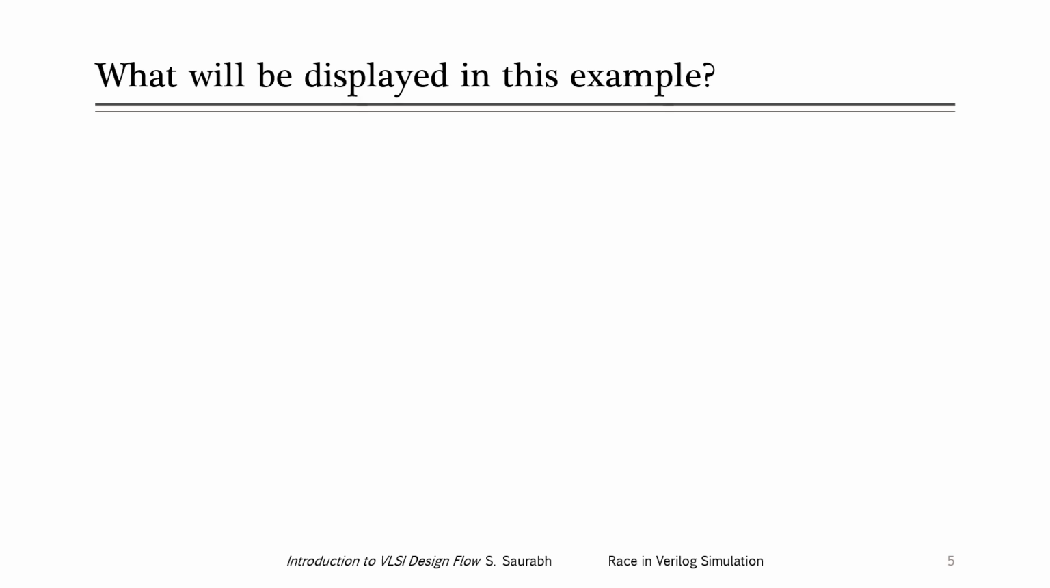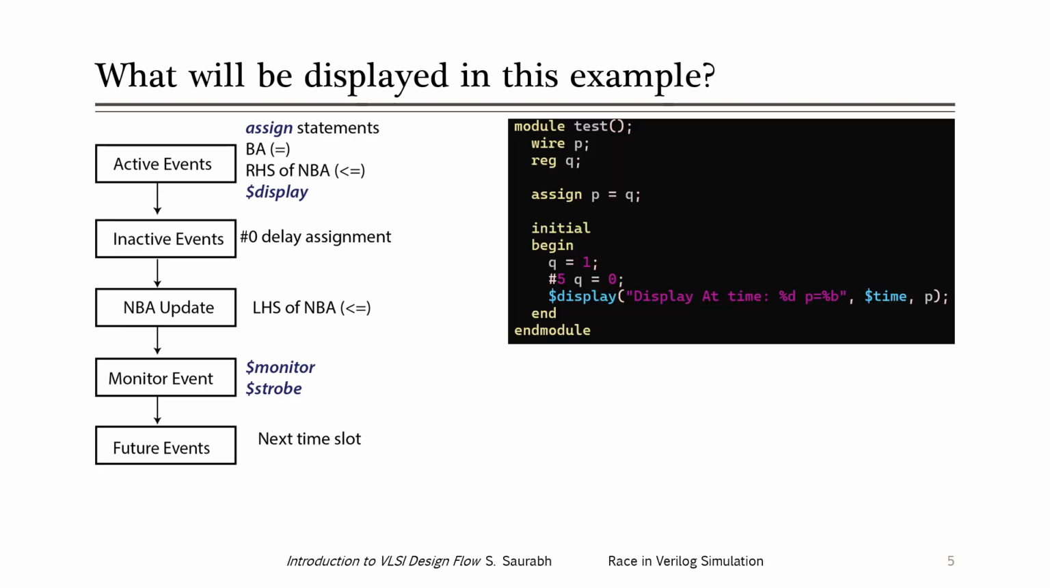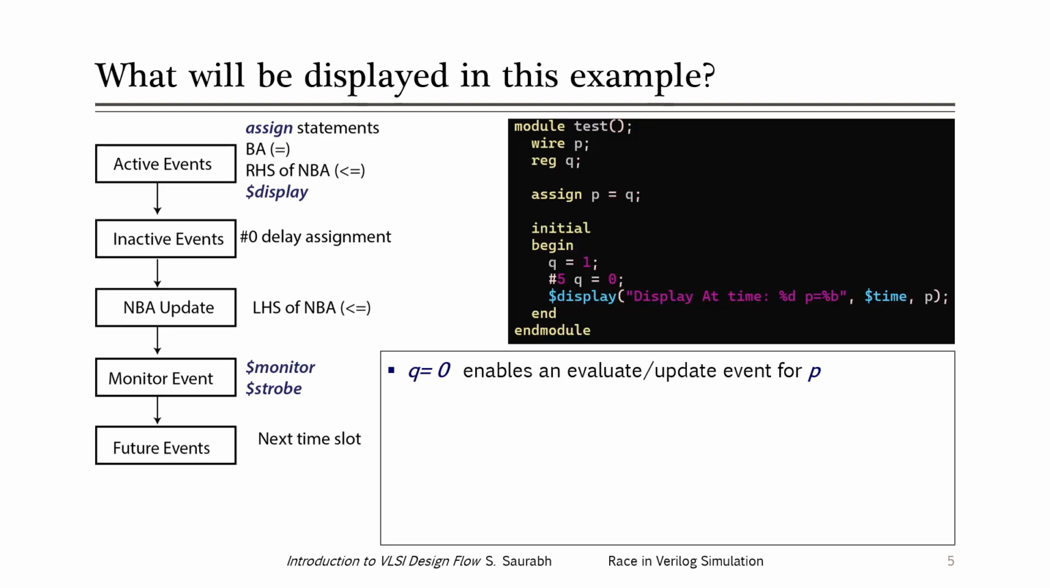Now let us look into what this means for the example that I have shown. In this example, when q is equal to 0, an event was there at time slot 5, then an evaluate or update event must be made for p. This statement is the assign statement. Now where is this assign statement? This is in the active event queue. And then we have the display statement just after that, and that is also in the active event queue.